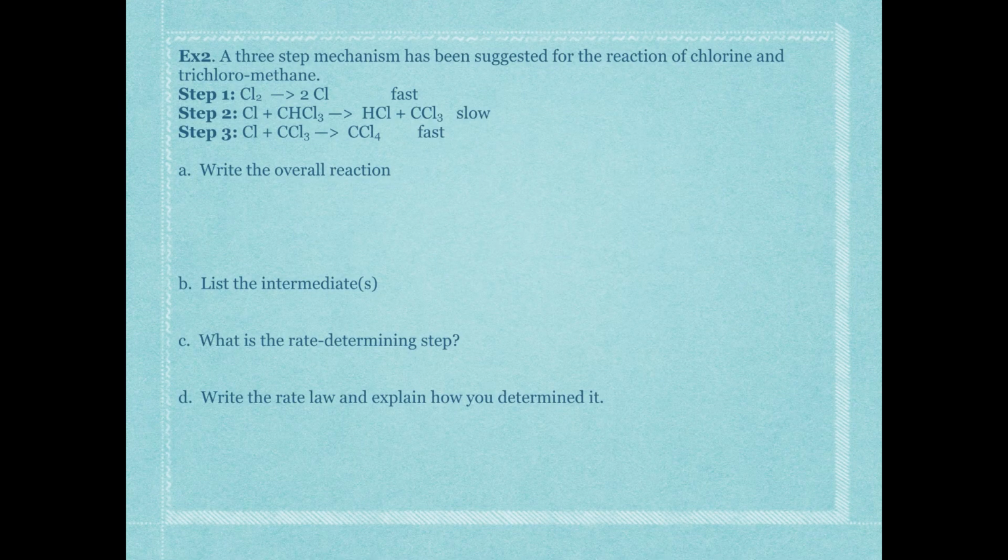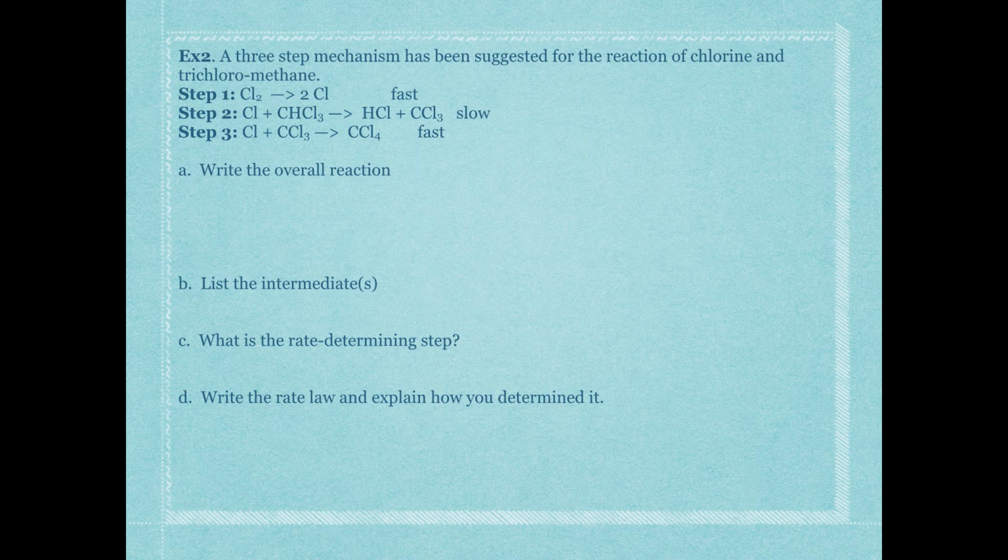All right, so let's look at one more example of determining the rate law when your first step is not your slow step, when your second or your third step is your slow step. So here I give you a 3-step mechanism. Notice that step 2 is going to be your slow step, all right?